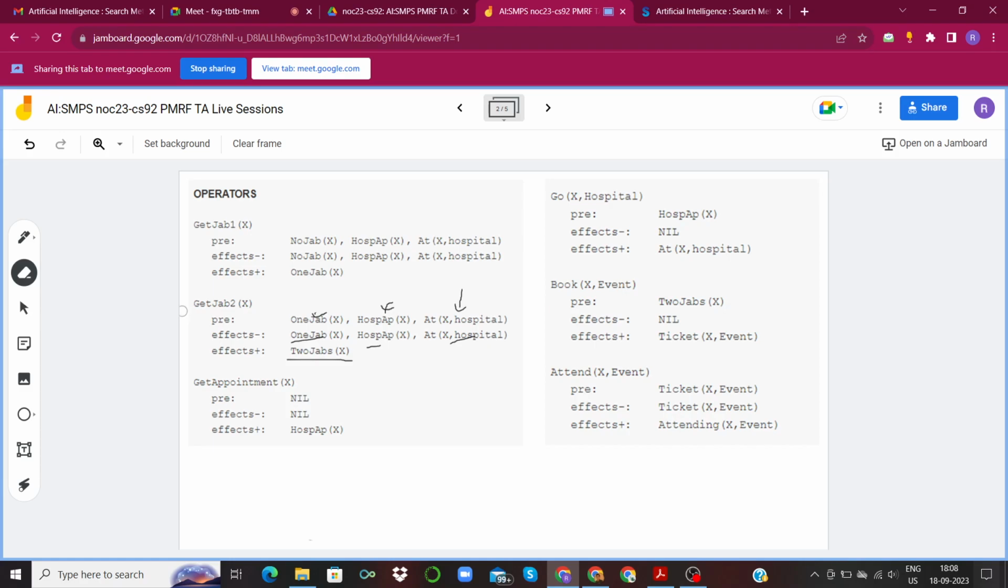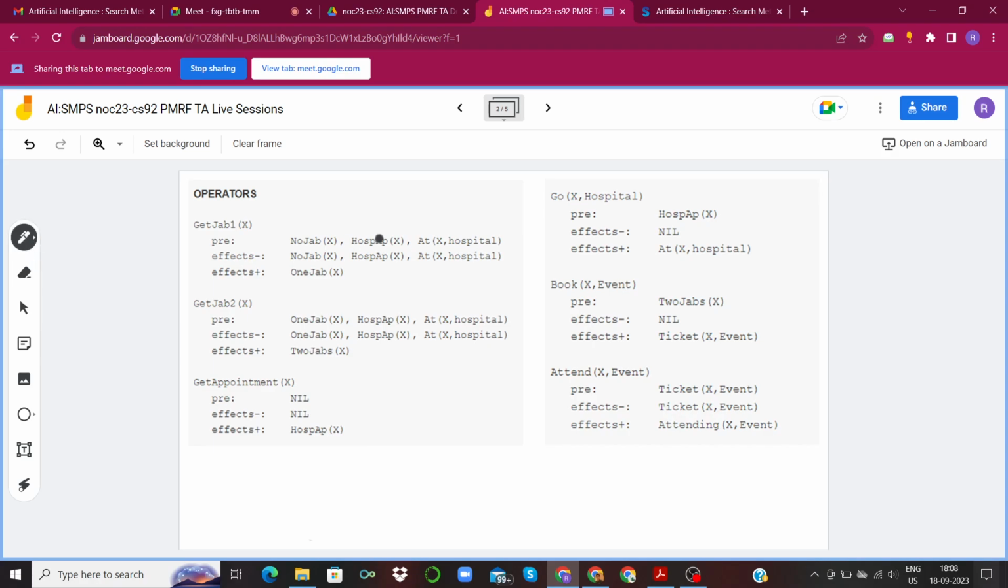Okay, the third operator is get appointment X, which basically means that this operator would allow the person X to get an appointment at the hospital. There are no preconditions for this particular operator, which basically means that we can apply this operator at any instant of time in any state. Also, it doesn't have any negative effects, it only has a positive effect, which is that the person X, after application of this operator, has a hospital appointment now. So that was the third operator.